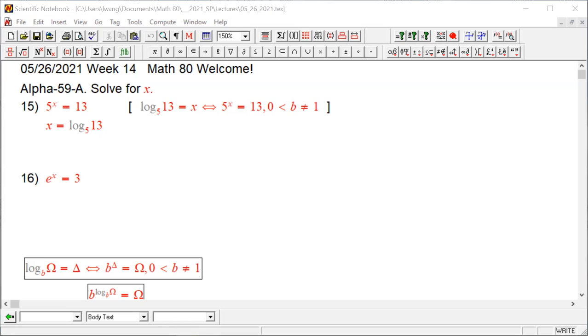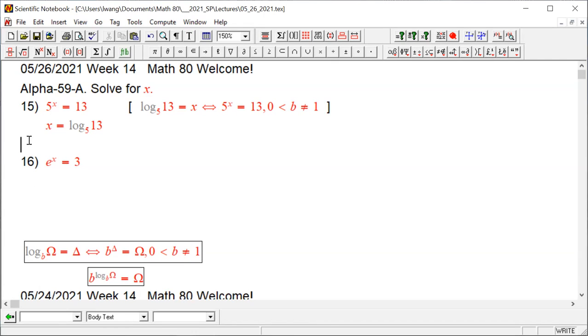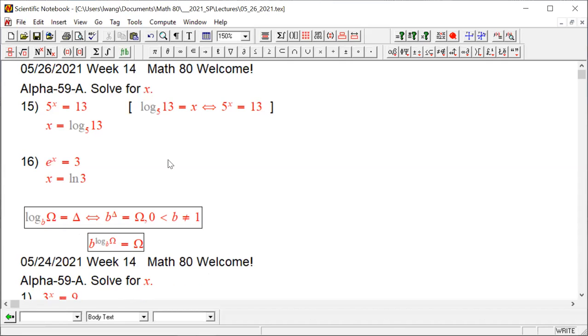Thank you. Okay. So that's how we did number 15. For number 16, over time, you don't have to go through this process anymore. You guys just get there. The other technique people call it is taking the logarithm on both sides. We're going to address that later. Okay, so x equals ln 3. So that's the solution.